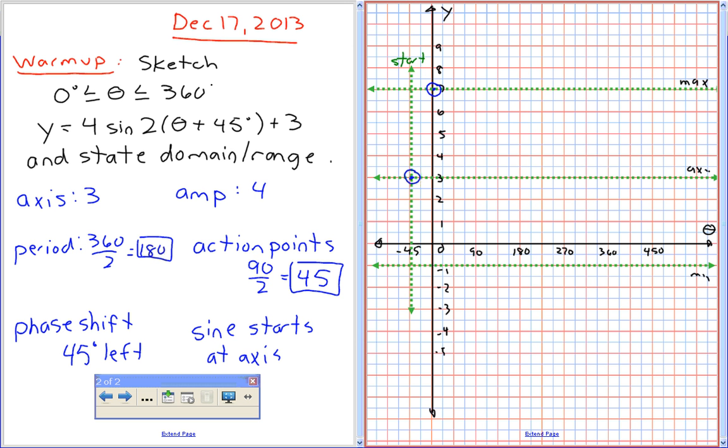Joe, question or answer? Question, what do you do when the answer is negative? When the amplitude is negative, good question. Think of a parabola: this is like positive x squared, negative x squared, so the other way. That's all that's going to happen. It's just like a reflection.